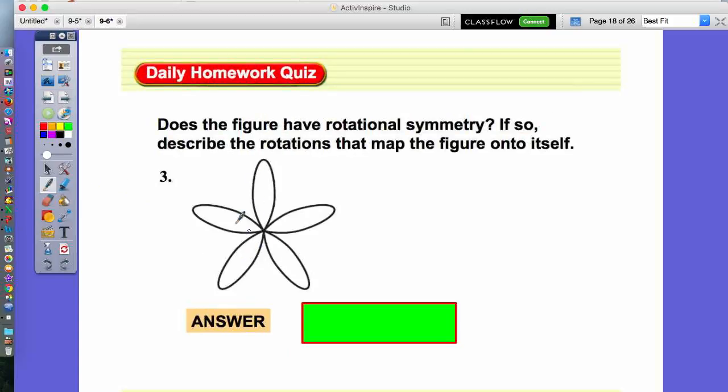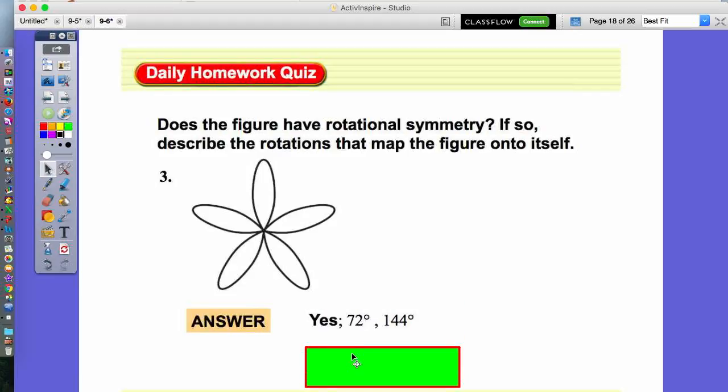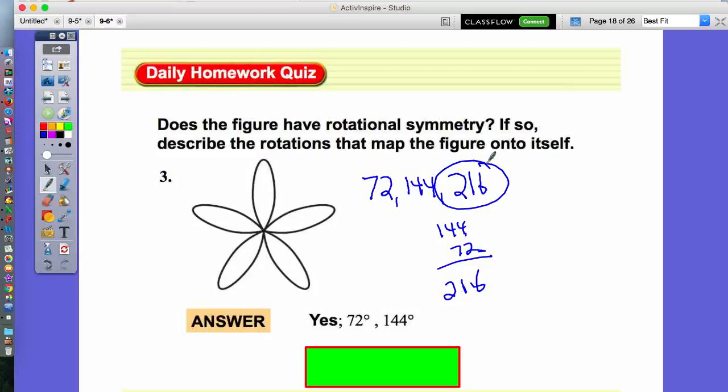And this figure has 5 equal shapes. It has 5 lines of symmetry. 360 divided by 5 is 72 degrees. So it'd have rotational symmetry at 72 and at 144. Yes, if we rotated this 216 degrees, it would still map onto itself, but we don't talk about rotational symmetry of greater than 180 degrees, because if we rotated it around this way 3 times, that would be the same as 144 clockwise.